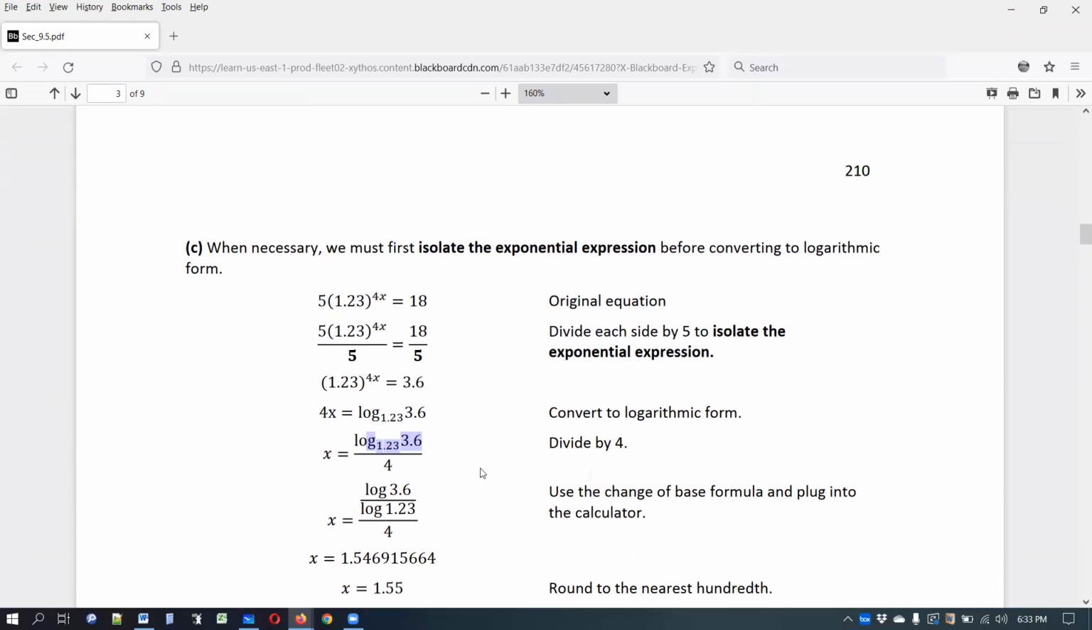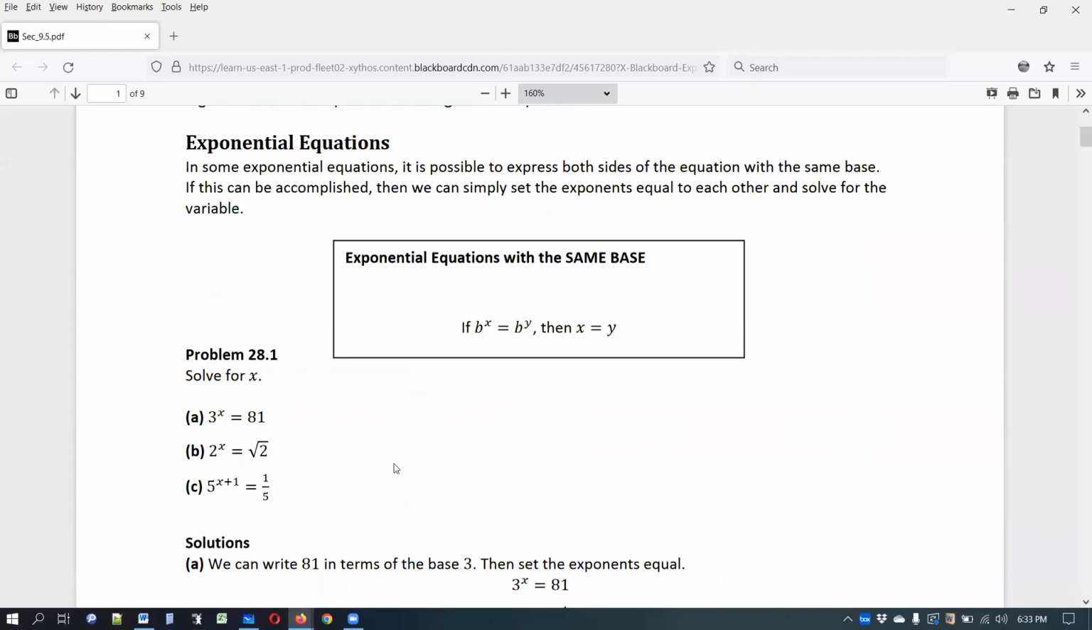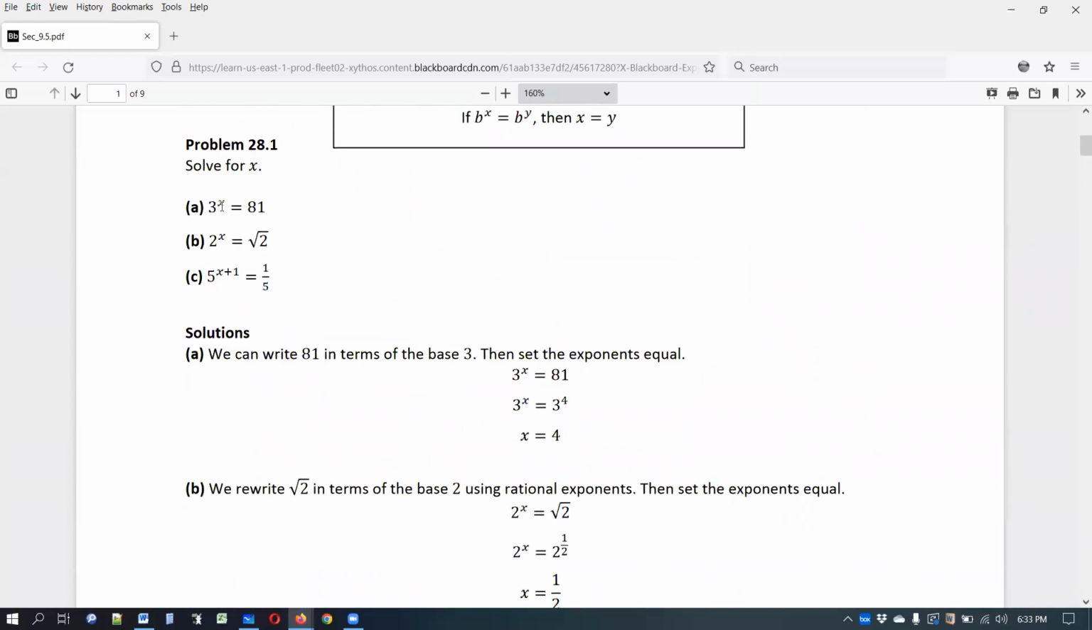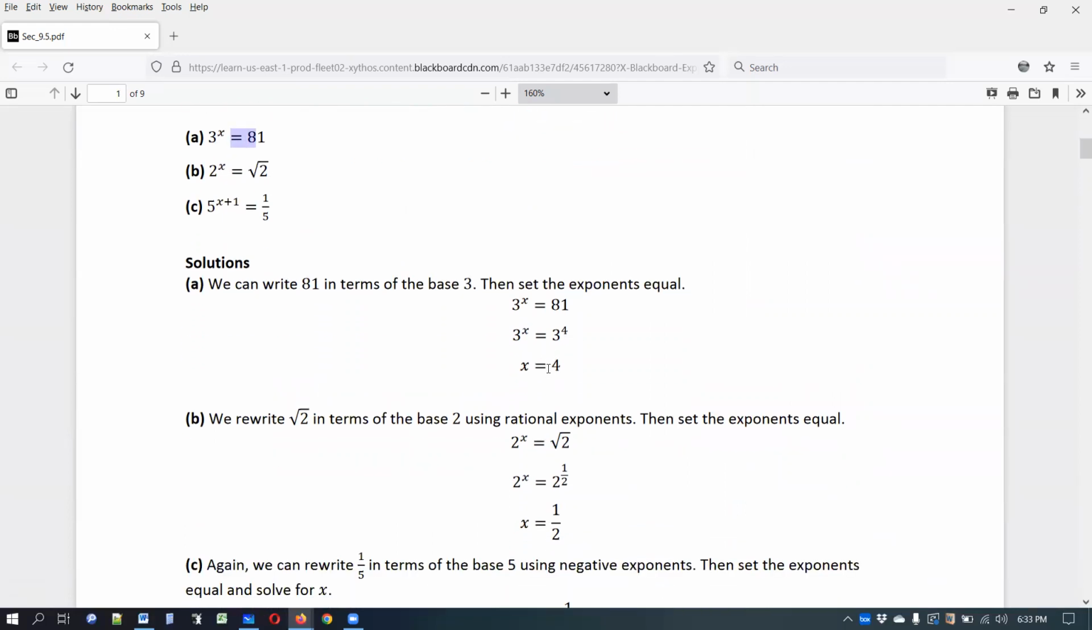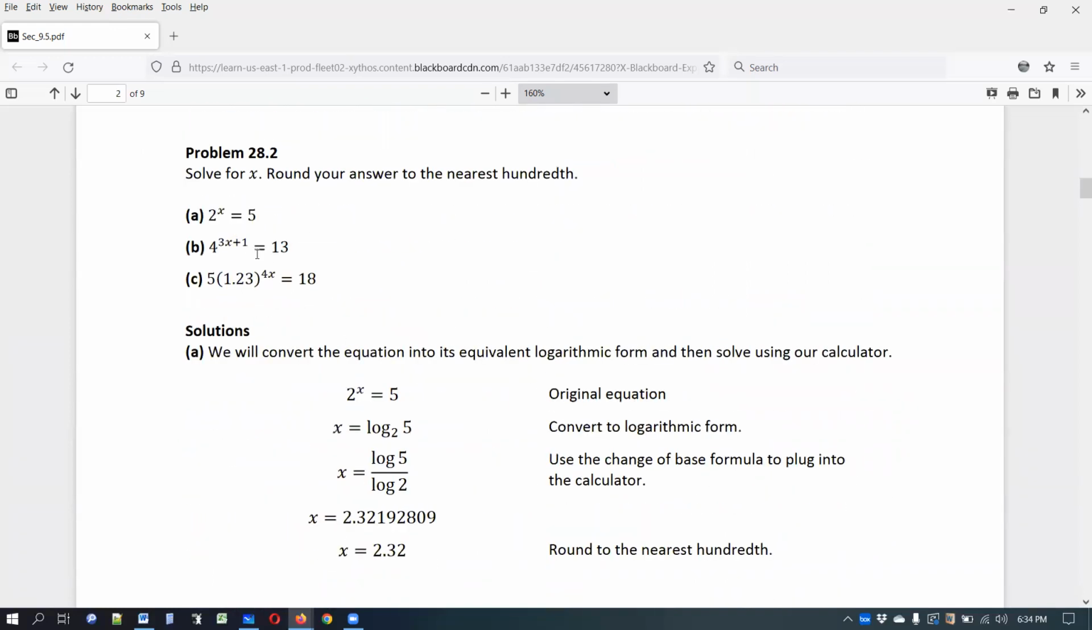Okay, so this is the technique. If the bases are equal or they can be made equal, we'll use this first approach. Very straightforward, we'll just cancel the base. If the bases cannot be made equal, such as these examples, we will employ the log of both sides technique.